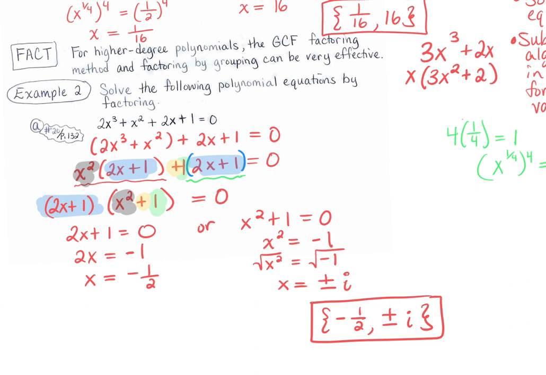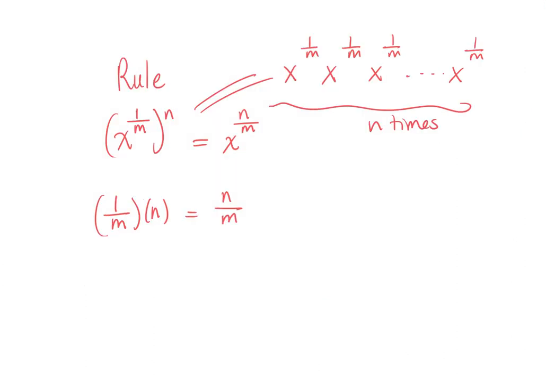All right, so last class we finished example 2, part A from section 2.4, where we're talking about polynomial and polynomial-like equations in one variable. And we covered this fact that for higher degree polynomials, the GCF factoring method and factoring by grouping can be very effective. So in part A, we factored by grouping. We found our solutions. Solutions were negative 1/2 and plus or minus i. So now let's look at another example.